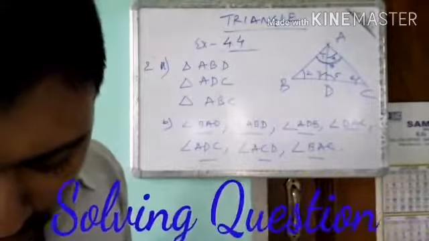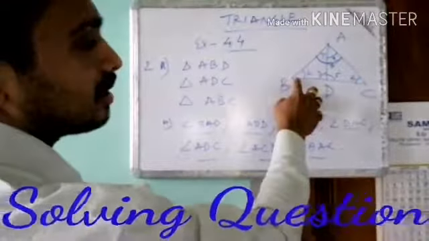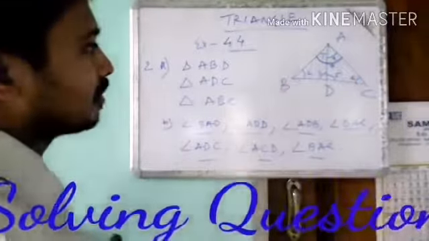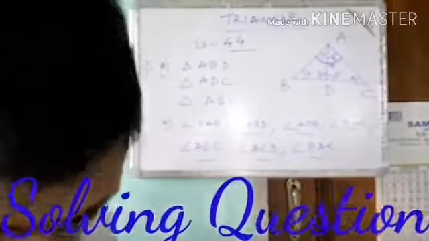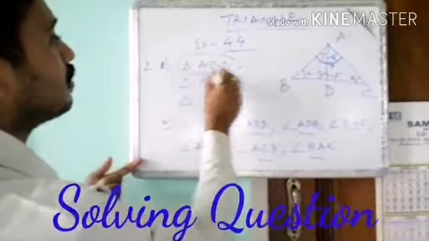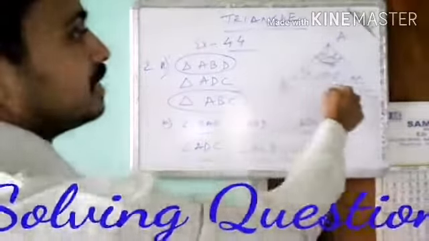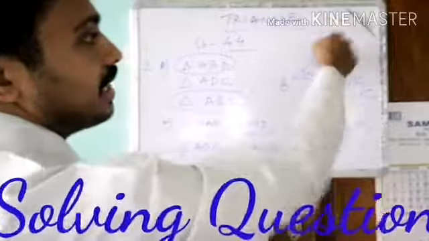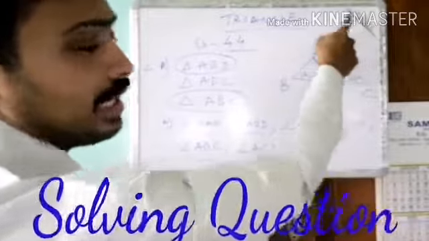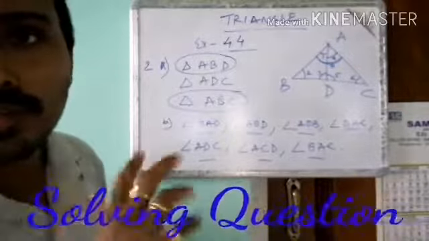Write 2 triangles having B as common. Yes, these are the 2 answers. B is common in these. ABD and ABC. ABD is a small triangle. ABC is the big triangle. In both of them, B is common.